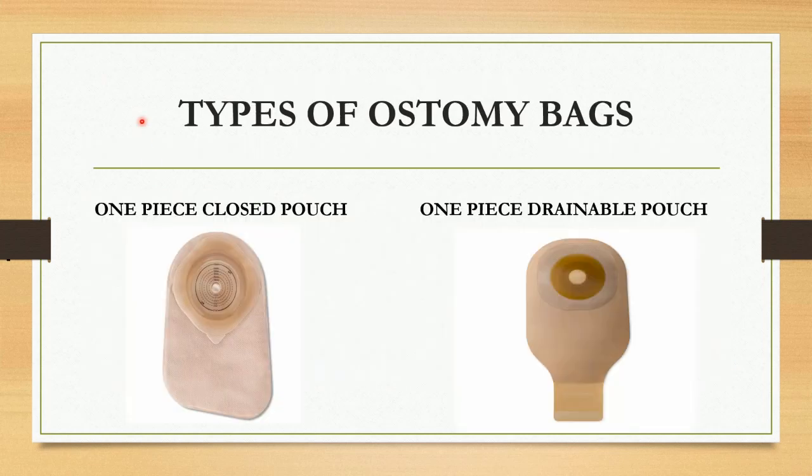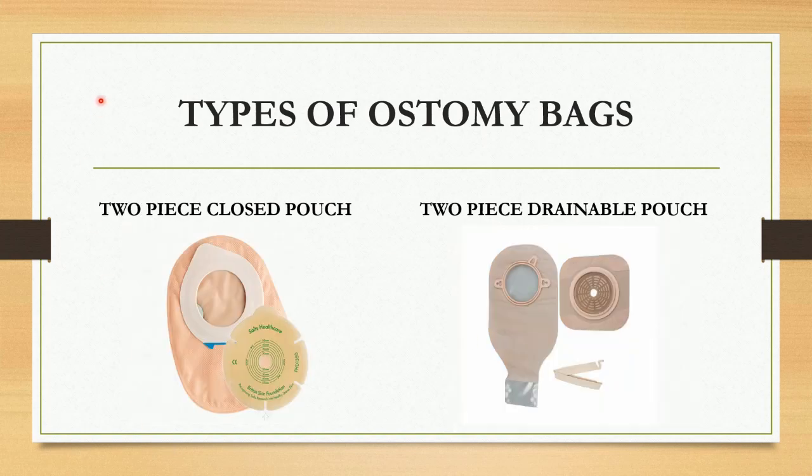Let's discuss the types of ostomy bags. The ostomy bags are available as one piece and two piece. One piece is very easy to apply. Just open and fix it. It has two types. One piece closed pouch, where the end is completely closed, so once the bag is full, you can dispose of it. The second is one piece drainable pouch. Here in between you can empty the contents and reuse.